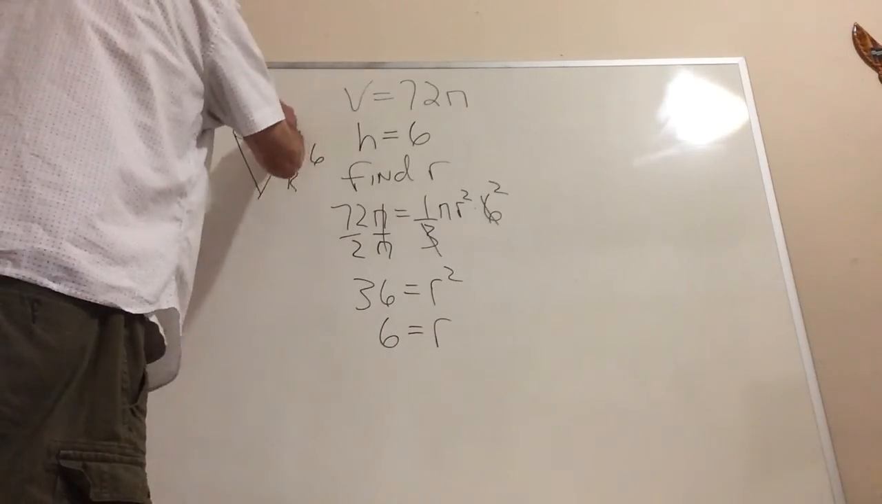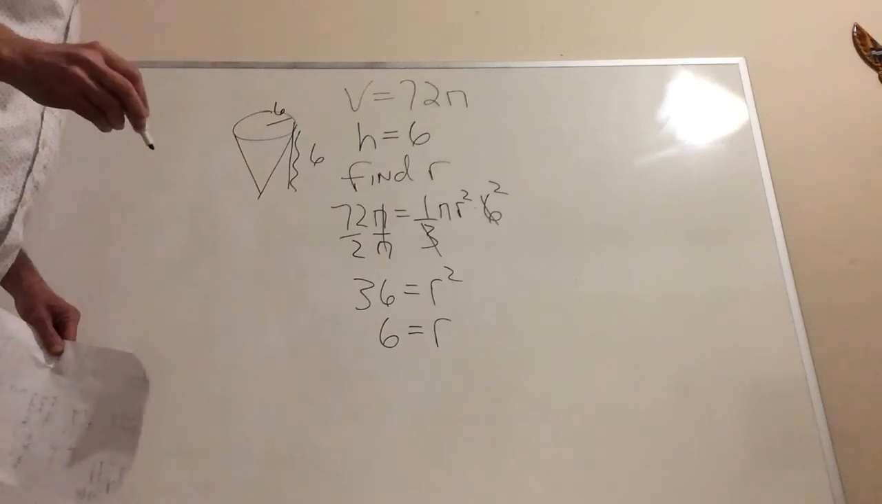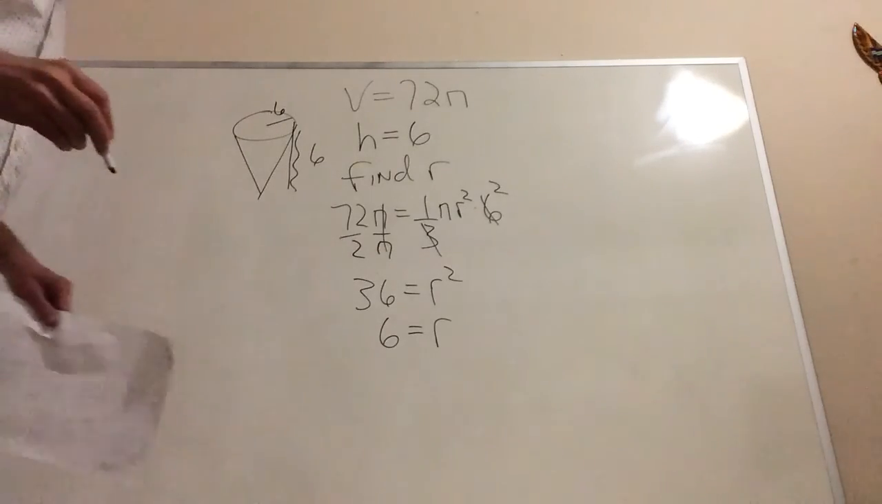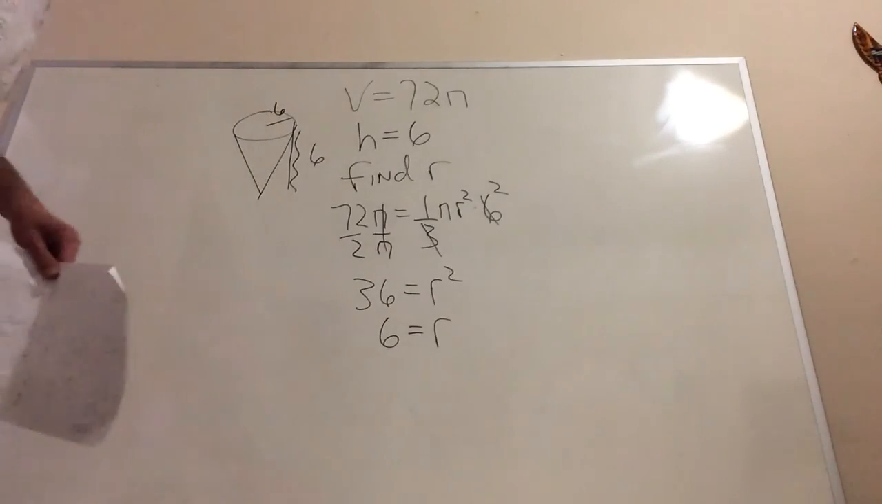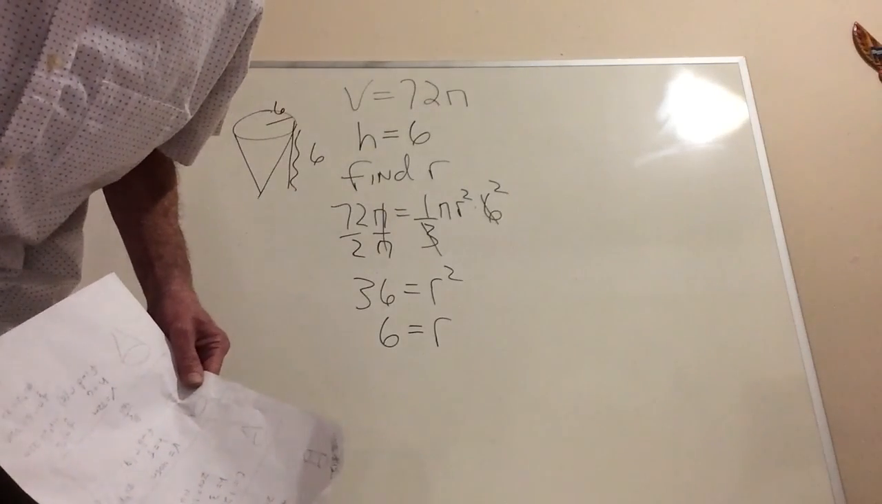There's the height, there's the radius, and if I work backwards, I'm going to come up with 72 pi. You can check that out yourself. Okay, so I'm going to stop here. I ran out of juice or whatever they call that stuff.